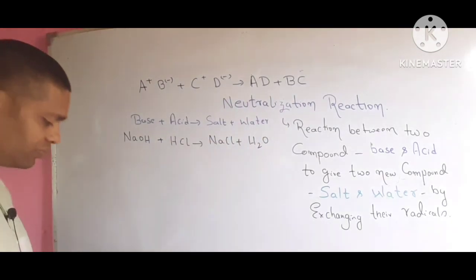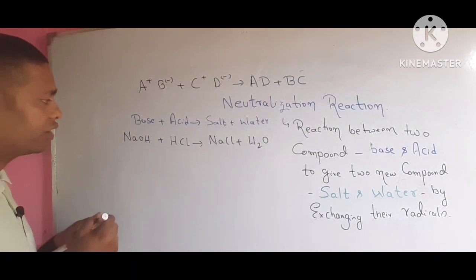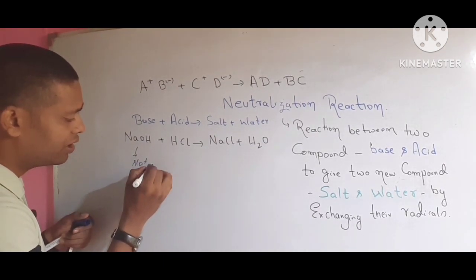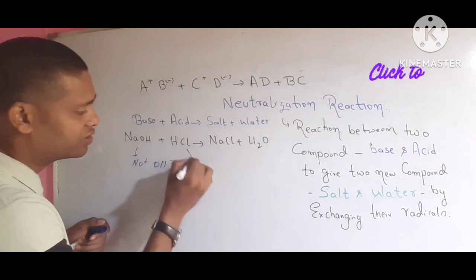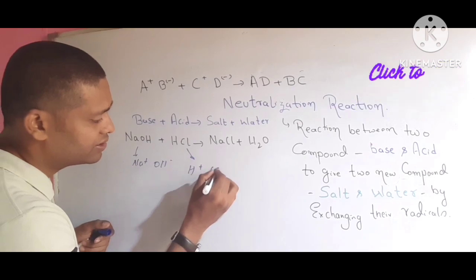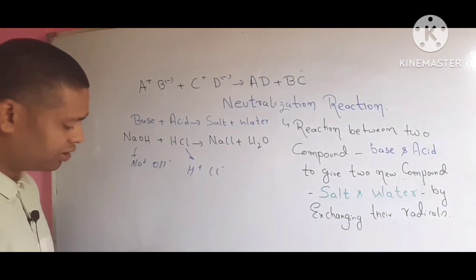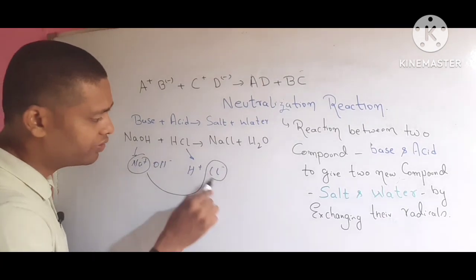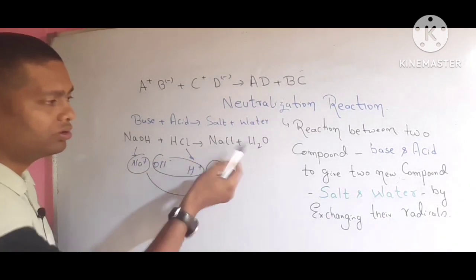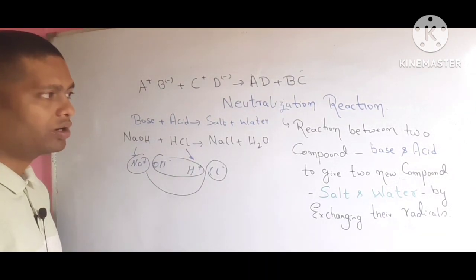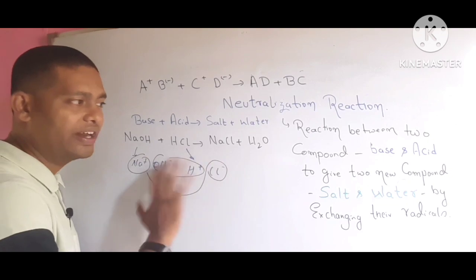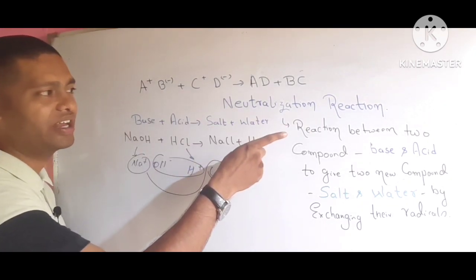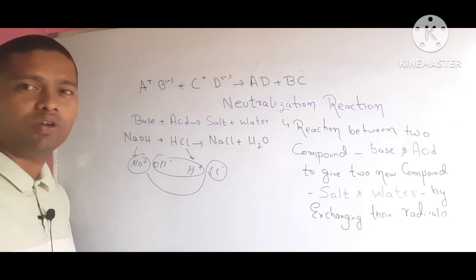Clear? Now if you see nicely, again here also this will break down into Na plus and OH minus, and this will break down into H plus and Cl minus. So after that they make a bond, the positive with a negative. The positive will come with a negative one, and this will come with like this, so forming a compound. Understand what I'm trying to say? So there is exchange of radicals in this case also. Here we are getting water and salt. So it's a neutralization reaction, a very important reaction from the exam point of view.